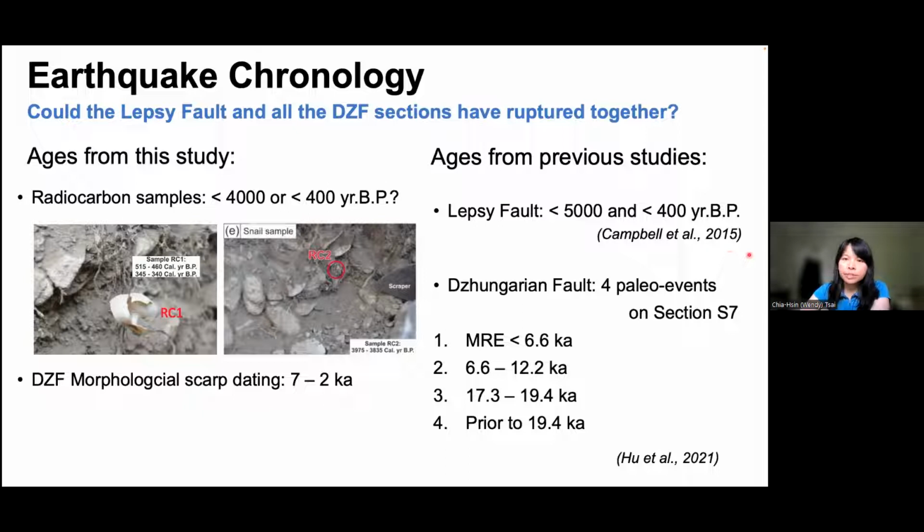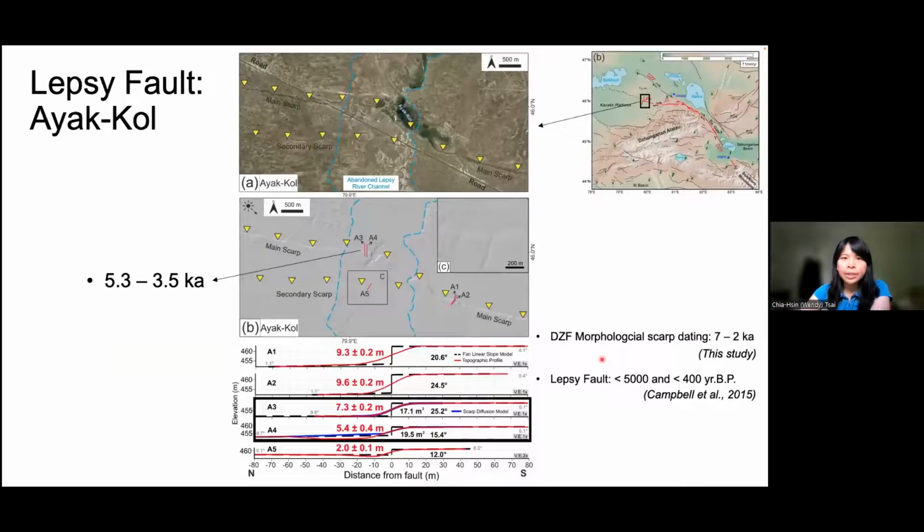From previous studies, ages from Campbell et al. suggest two events on the Lepsy Fault occurred within 5,000 years and within 400 years respectively. There is another dataset on section 7 indicating 4 paleo-earthquake events, with the most recent one occurring within 6.6 thousand years.